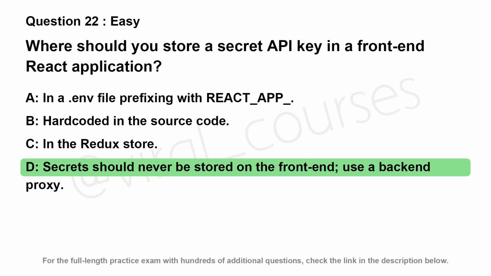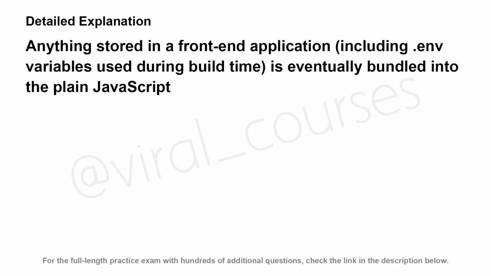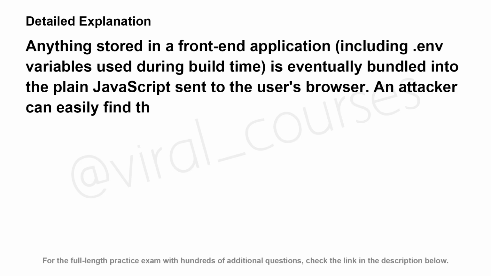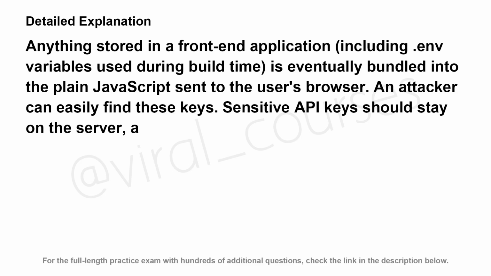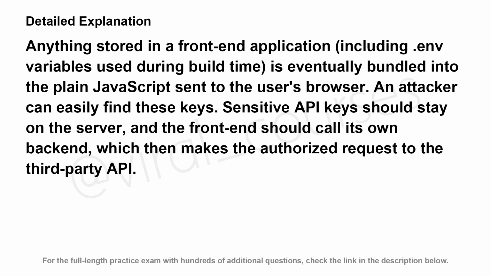The correct answer is D. Anything stored in a front-end application, including .env variables used during build time, is eventually bundled into the plain JavaScript sent to the user's browser. An attacker can easily find these keys. Sensitive API keys should stay on the server, and the front end should call its own backend, which then makes the authorized request to the third-party API.